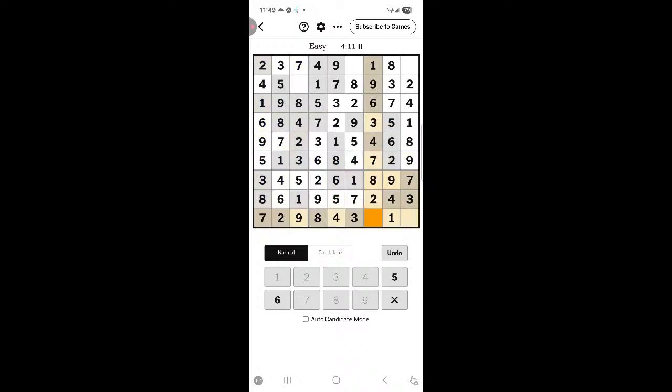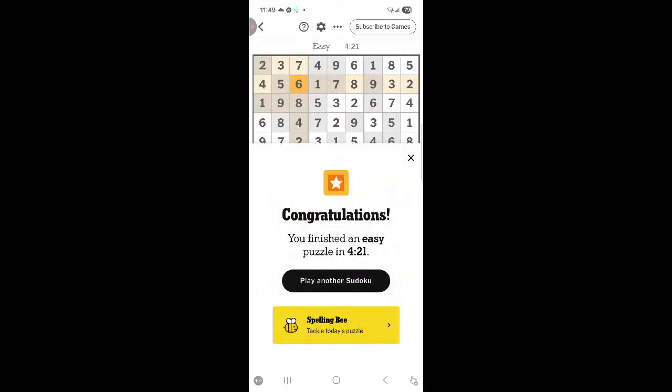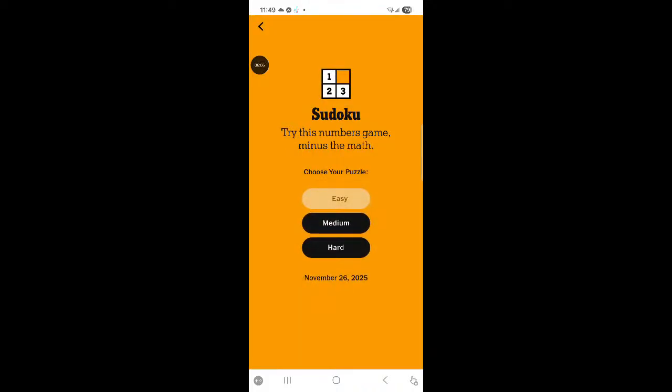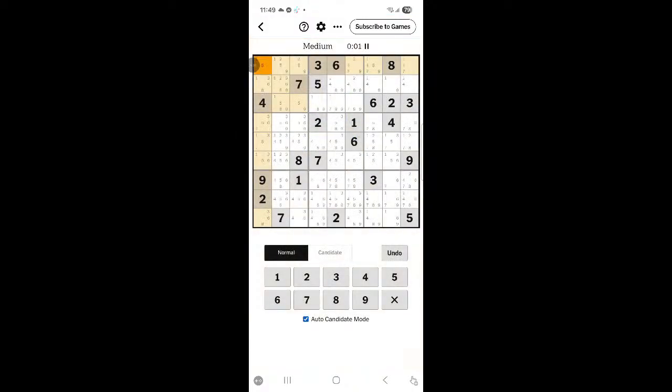5. So 5. 6. Yay, easy sudoku! Next. Only on candidate mode, we go real hard. Hardy hard.